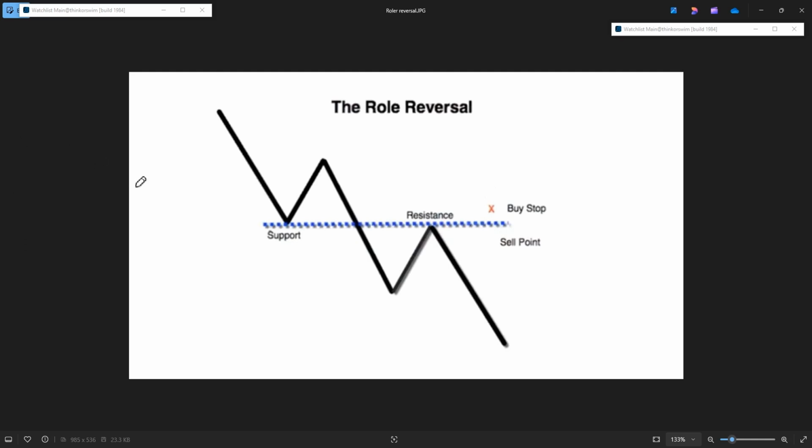What role reversal is, with this illustration here, is when support is broken, that support becomes resistance, and vice versa. When resistance is broken, it becomes support. Very easily in this illustration, you can see that whatever the stock is, it's going down. It finds support, it bounces. Then it fails here. So now that support becomes resistance, and you can expect a rejection when the stock gets back up to this level. It's very easy to see.